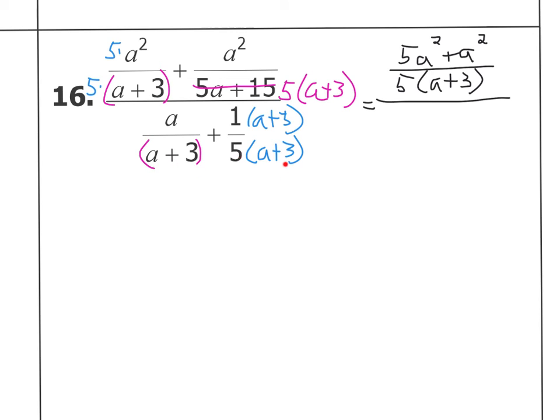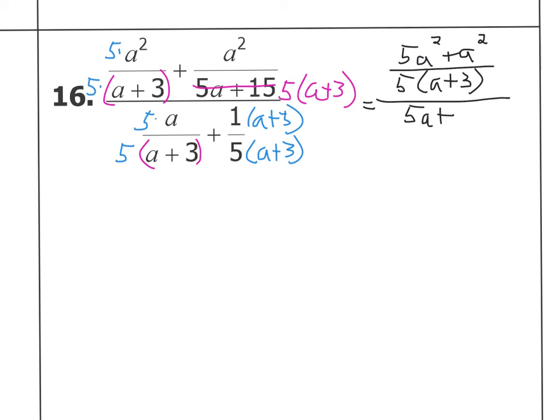This has a 5 and an a plus 3. This one's missing the 5. So I need to multiply it by what it's missing. What I do to the denominator, I have to do to that numerator. So I get 5 times a is 5a plus 1 times a plus 3.